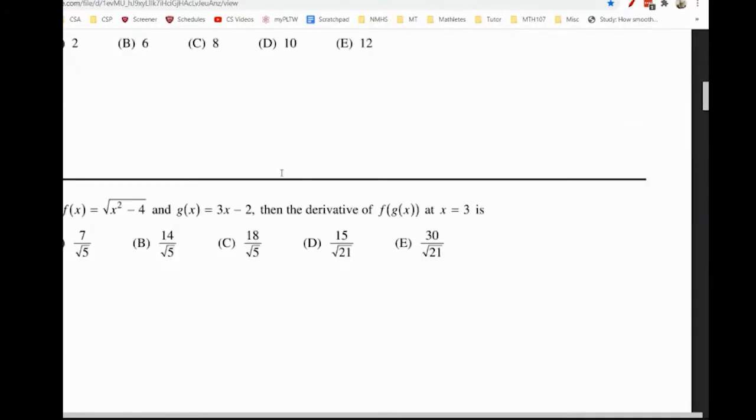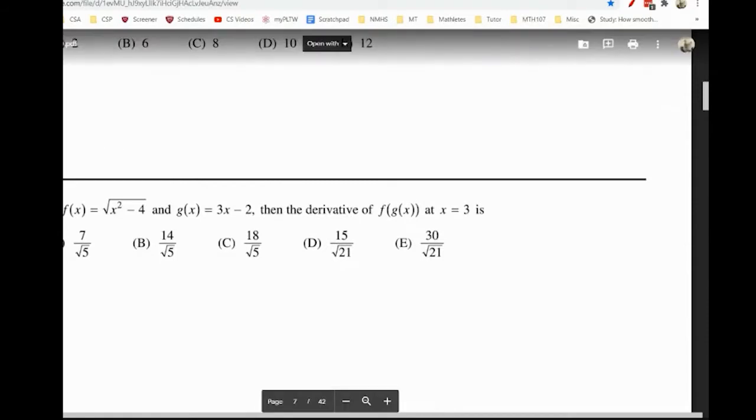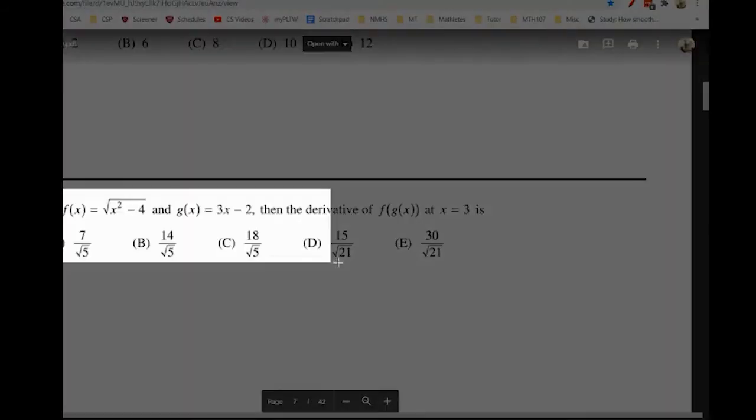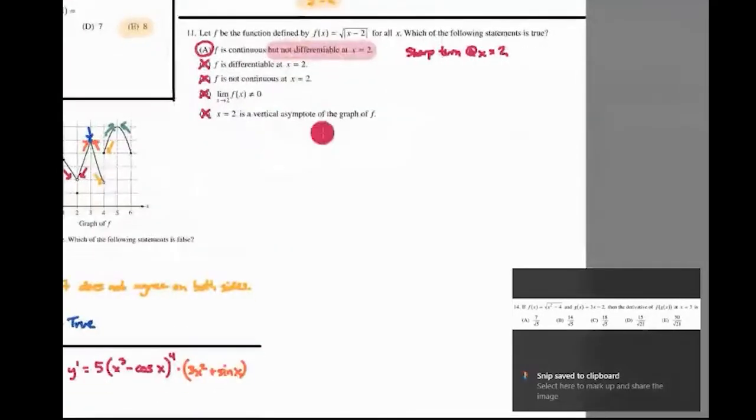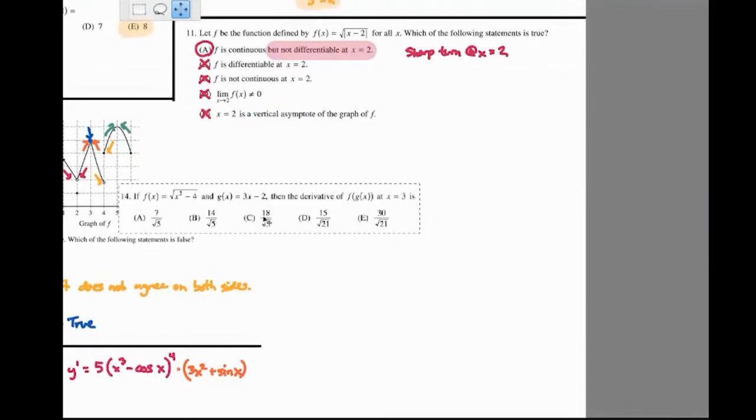But number 14 is a rough problem, okay? Not exactly intuitive what rules to use. So definitely give it a minute or two. Try to figure this one out.